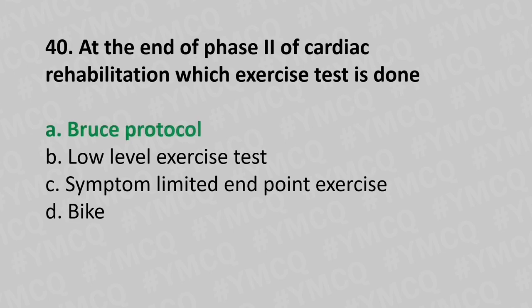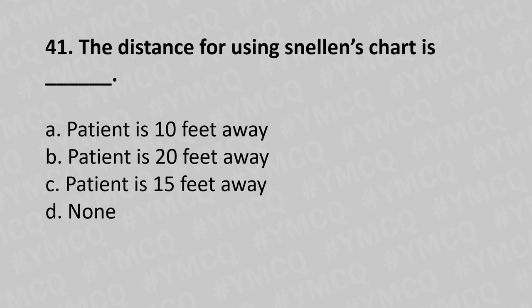The distance for using Snellen's chart is dash. Option A, patient is 10 feet away. Option B, patient is 20 feet away. Option C, patient is 15 feet away. Option D, none of the above. And the answer is option B, patient is 20 feet away. Moving to our 42nd question.